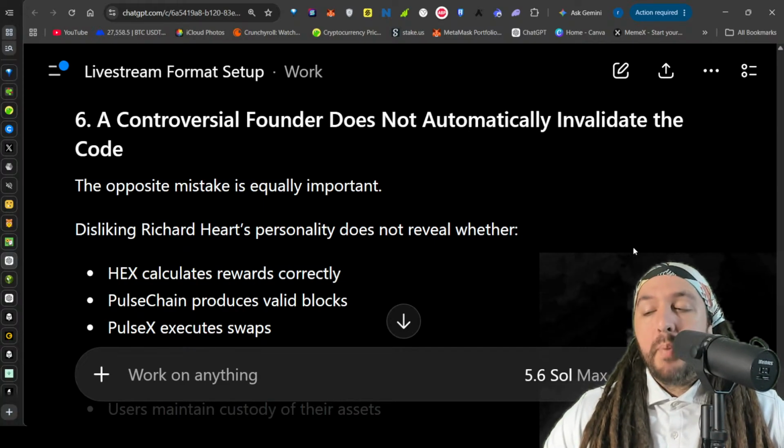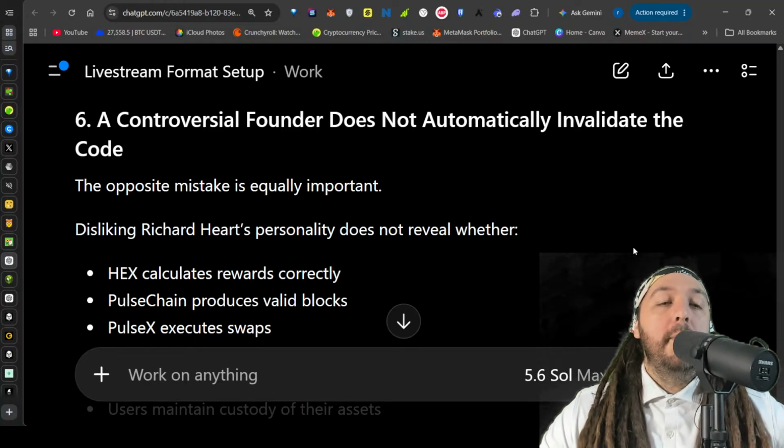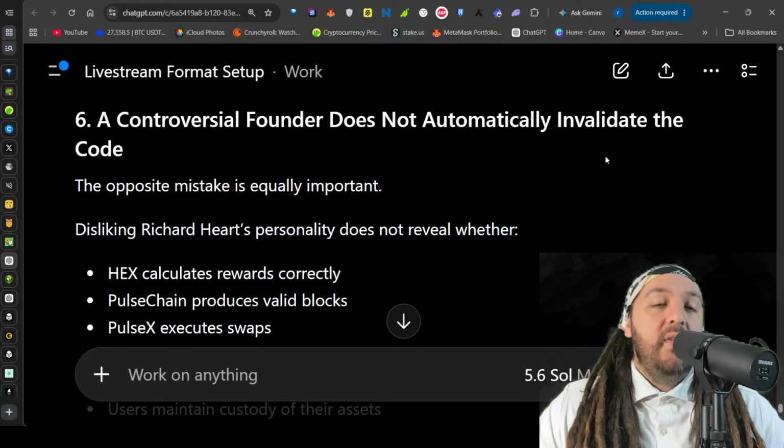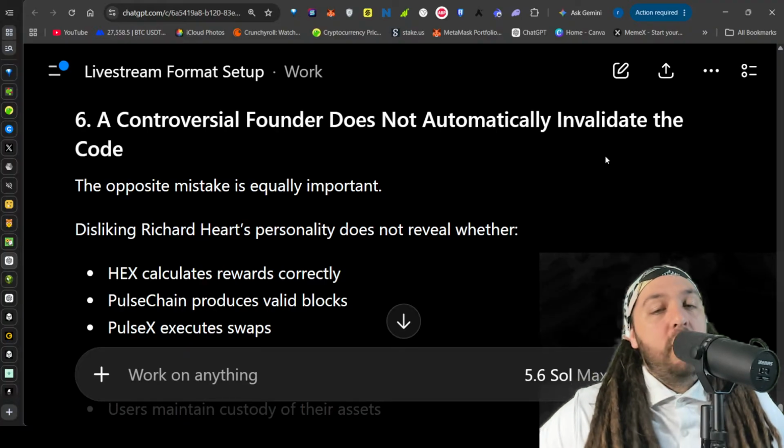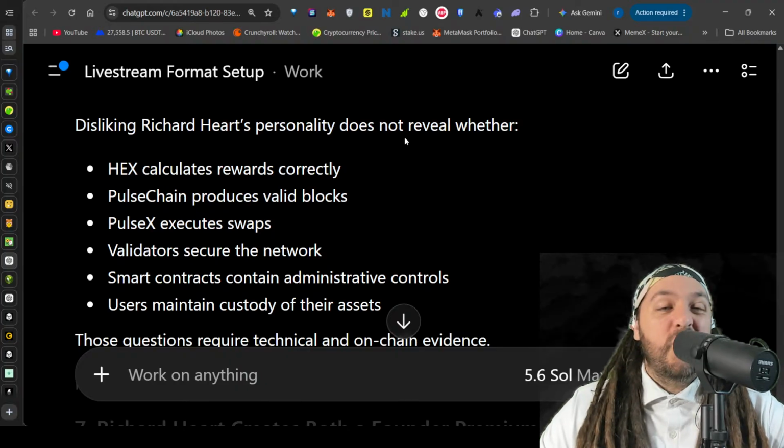Not price, but functioning as it's supposed to. Then how hard can you harp on him? The opposite mistake is equally important. Disliking Richard Hart's personality does not reveal whether HEX calculates its rewards correctly.